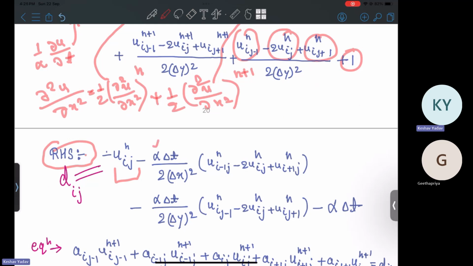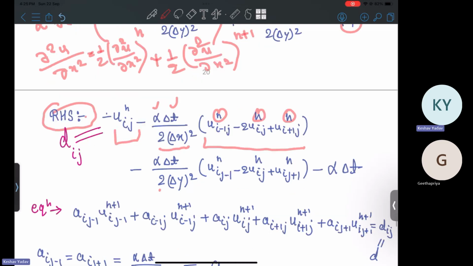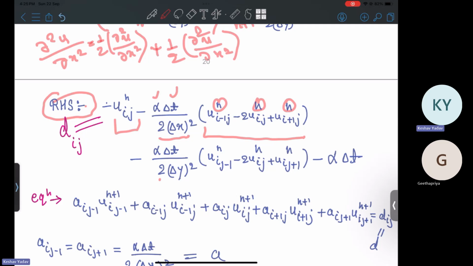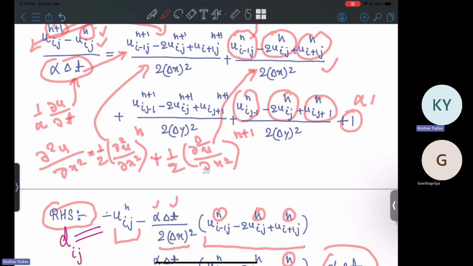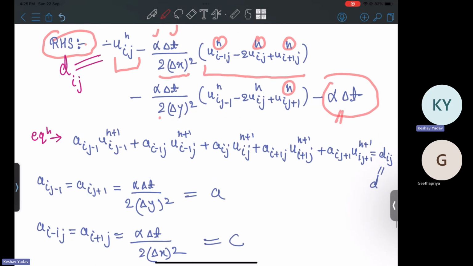that will give me alpha delta t upon 2 delta x square multiplied by ui minus 1j minus 2 uij plus ui plus 1j at the nth iteration, minus similarly alpha delta t upon 2 delta y square, uij minus 1 minus 2 uij plus 1 at the nth iteration, minus alpha delta t. This alpha delta t multiplied here will become alpha delta t. If you take this to this side, it will become minus alpha delta t. Okay, this is what we get.